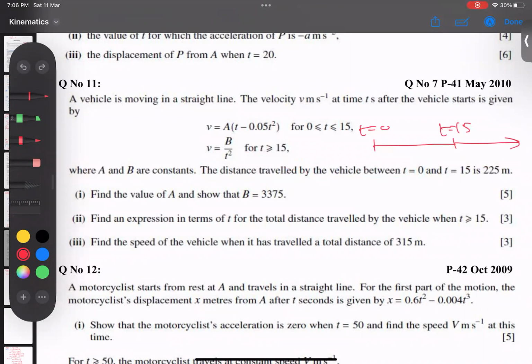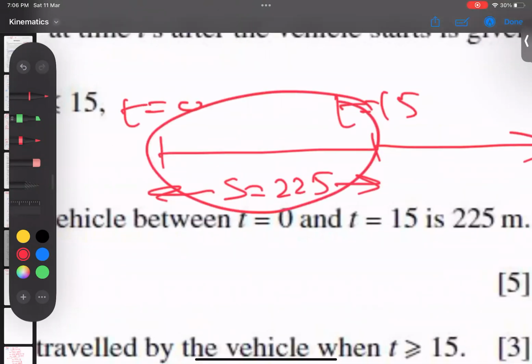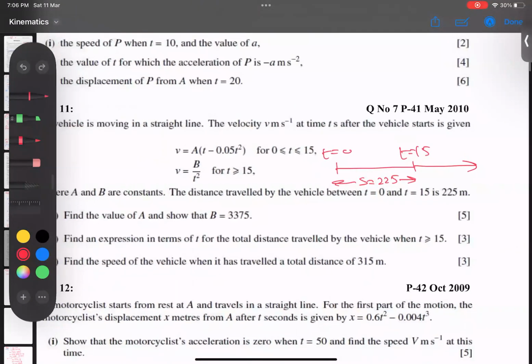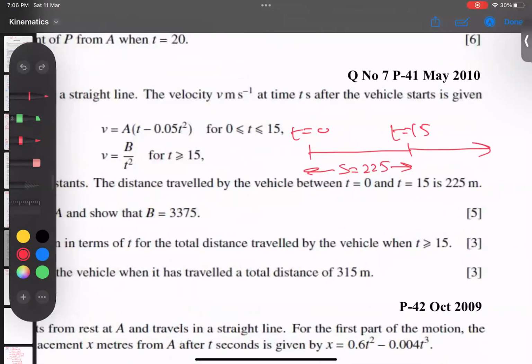Now he's saying that the distance traveled between 0 to 15 is 225. It means this distance from 0 to 15 is 225. S equals 225, from this point to this point. And I think you got the point very clearly. And now one thing is very important to understand.